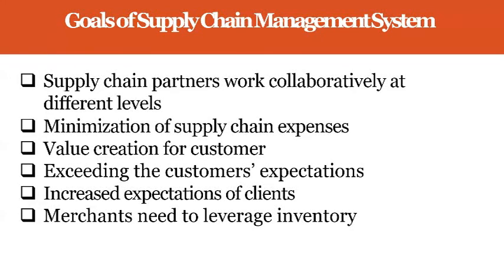So what are the goals of supply chain management? The first goal is for supply chain partners to work collaboratively at different levels. So it is used to maximize resource productivity, construct standardized processes, and of course, remove duplicate efforts and minimize inventory levels. And then the other one is the minimization of supply chain expenses. So this is very essential, especially when there are economic uncertainties in companies regarding their wish to conserve capital.